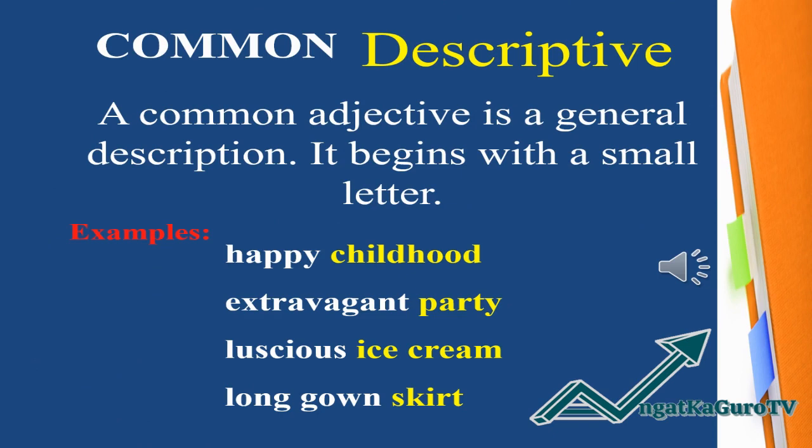There are two kinds of descriptive adjectives. They are the common descriptive adjective and the proper descriptive adjective. Let's start with the common descriptive adjective. A common descriptive adjective is a general description. It begins with a small letter. Examples: happy childhood, extravagant party, luscious ice cream, and long gown skirt.